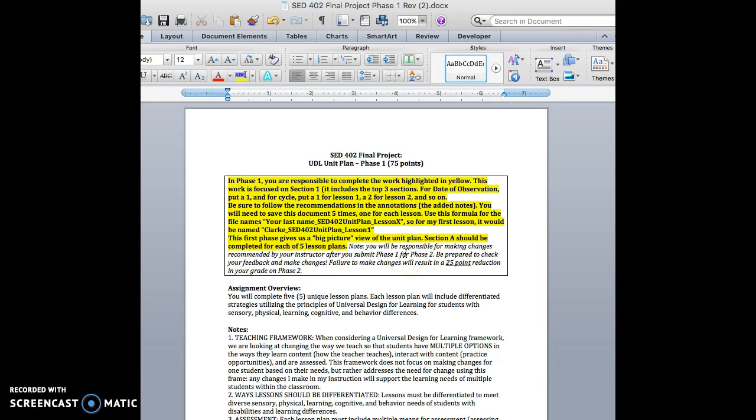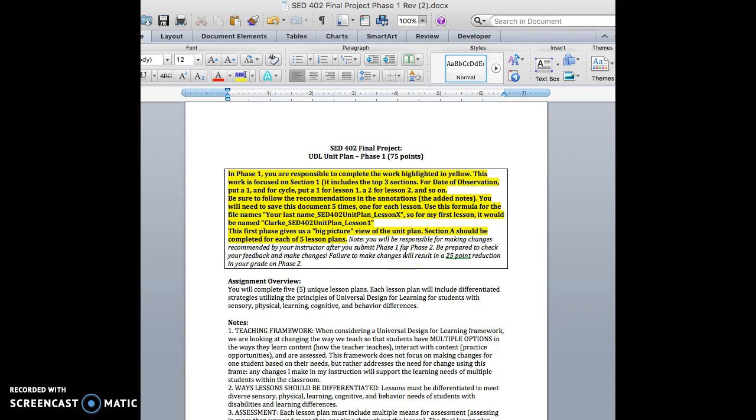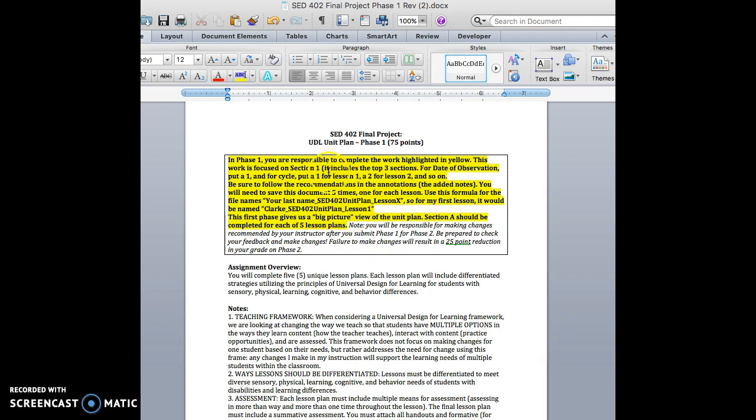So when you open up the final phase directions, you're going to see some basic information at the top. And note that you are responsible for the work that's highlighted in yellow below. This is Phase 1. You're going to be completing 3 phases altogether. This first phase, you're going to do some organization that will help you through all 3 phases.